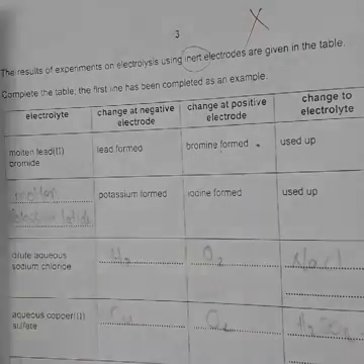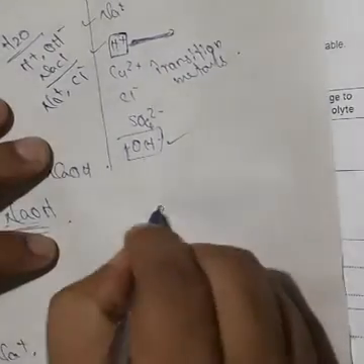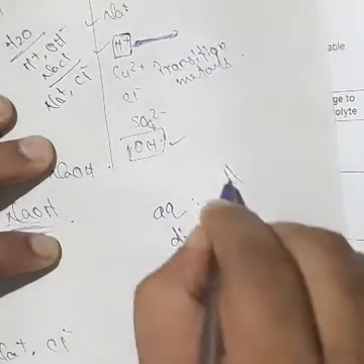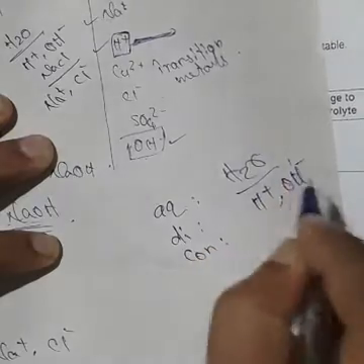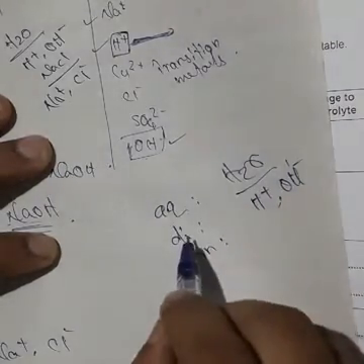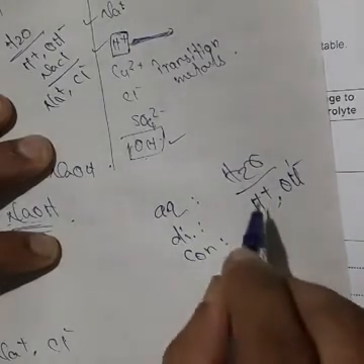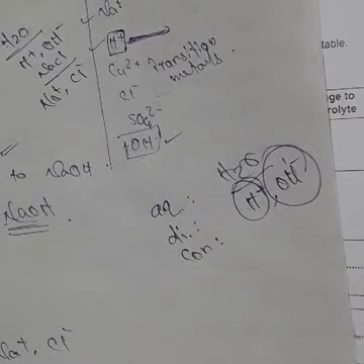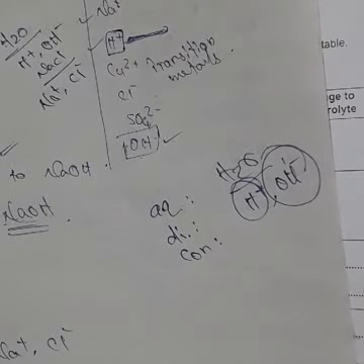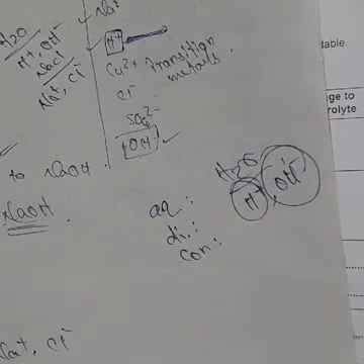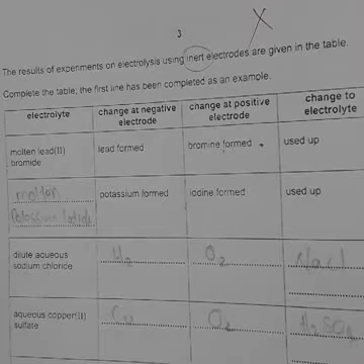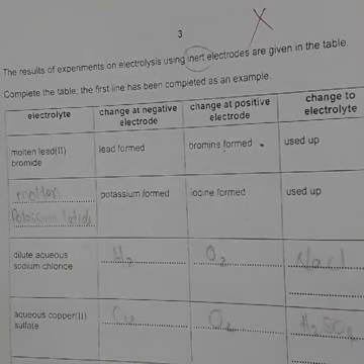Remember, if it is an aqueous substance, aqueous or dilute or concentrated, it means there will be water, H2O. H2O means there will be H plus and OH minus. So if it is aqueous, dilute or concentrated, in the product there will be hydrogen gas, or there will be oxygen gas. Here only potassium and iodine, no hydrogen, no oxygen. So we can say it is a molten compound, not aqueous. It is molten potassium iodide.